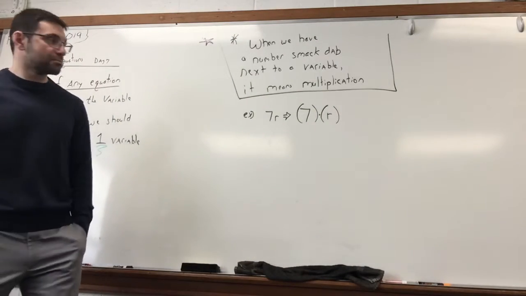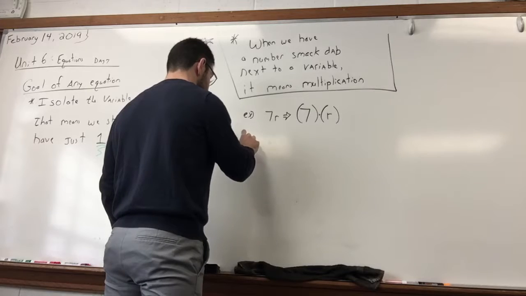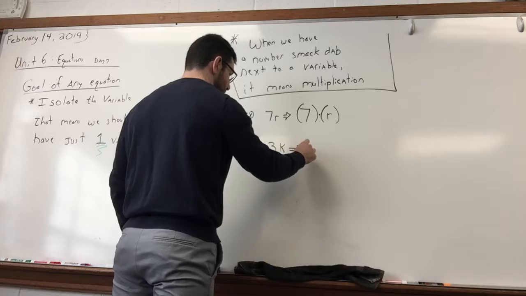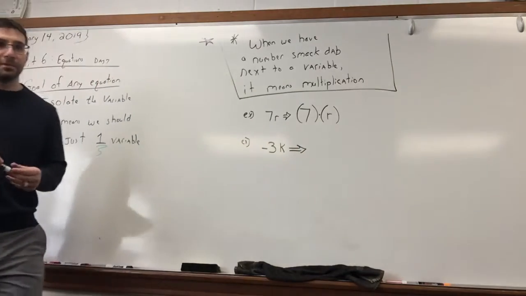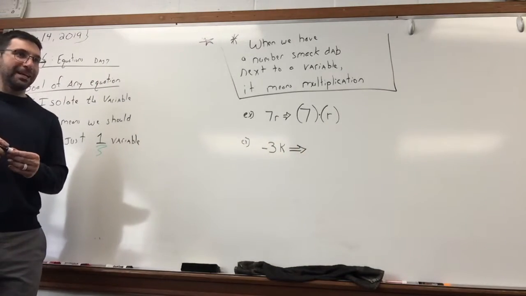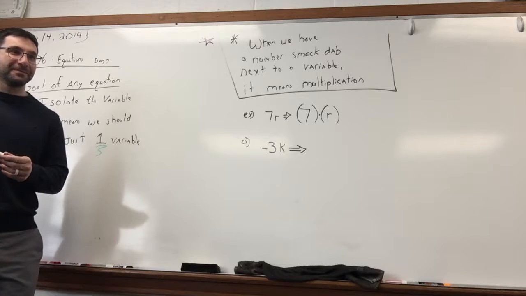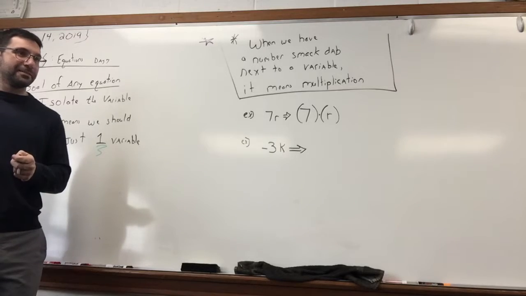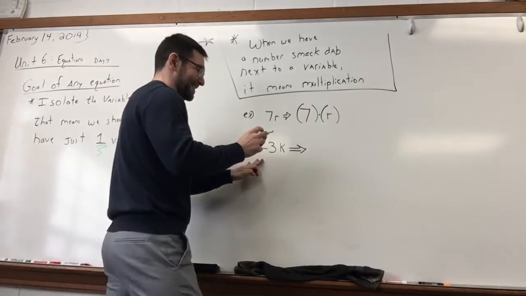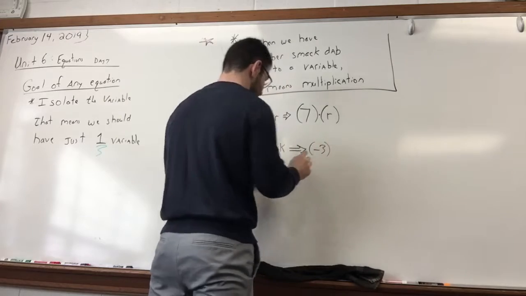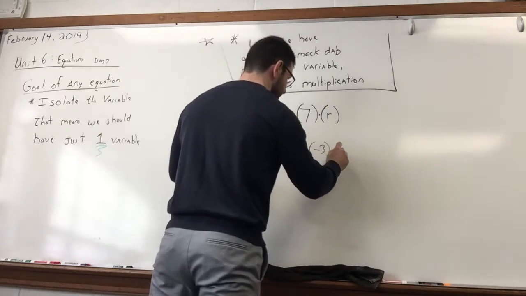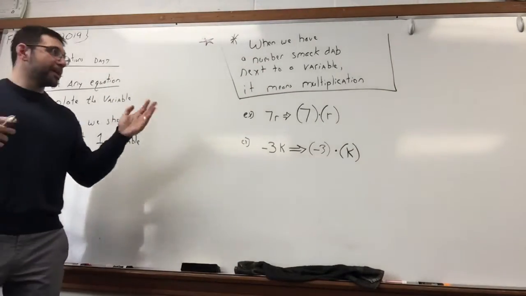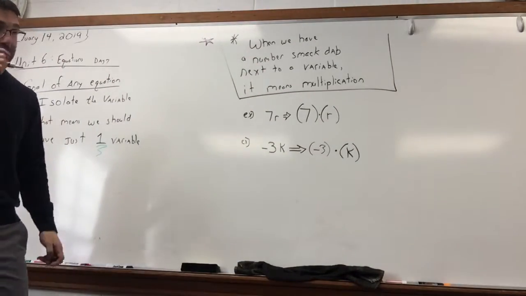Everybody good with that? Let's say I've got negative 3k. Kylie, for negative 3k, what does that mean? Negative 3, and multiplied by k. There you go. It would be negative 3 multiplied by k. When there is something smack dab in front of that variable, it means multiplication.